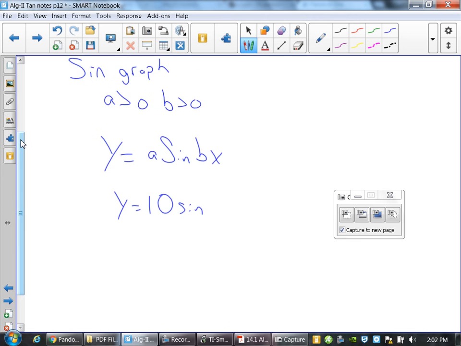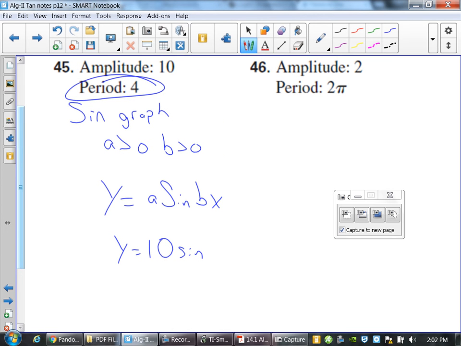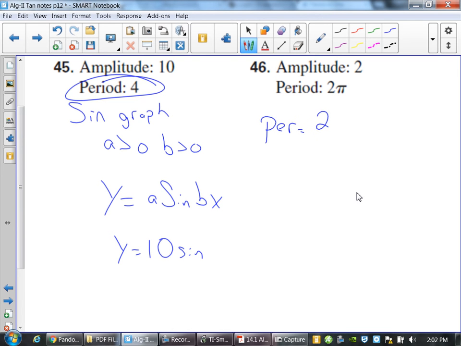Now, go back to this b value, this period. Remember, the period of a sine or even a cosine graph is 2 pi over b. I know that the period is 4, so 4 equals 2 pi over b. What's b? Pi over 2. Remember, when you have stuff on the diagonal like that, all you have to do is switch them out. B is going to be 2 pi over 4, otherwise known as pi over 2.